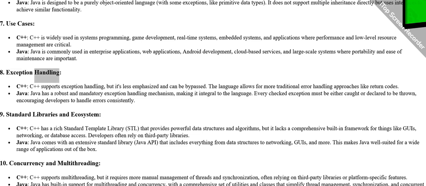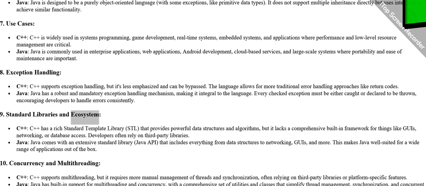8. Exception handling. C++. C++ supports exception handling, but it's less emphasized and can be bypassed. The language allows for more traditional error handling approaches like return codes. Java. Java has a robust and mandatory exception handling mechanism, making it integral to the language. Every checked exception must be either caught or declared to be thrown, encouraging developers to handle errors consistently.